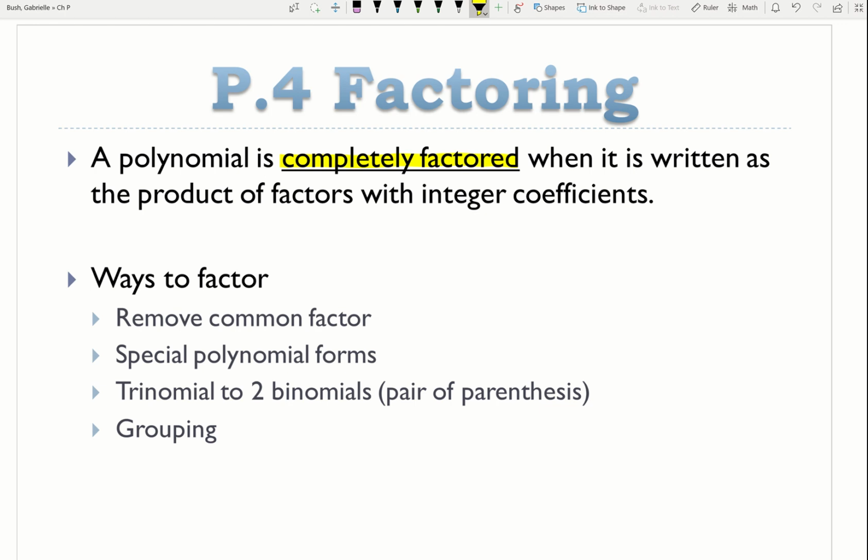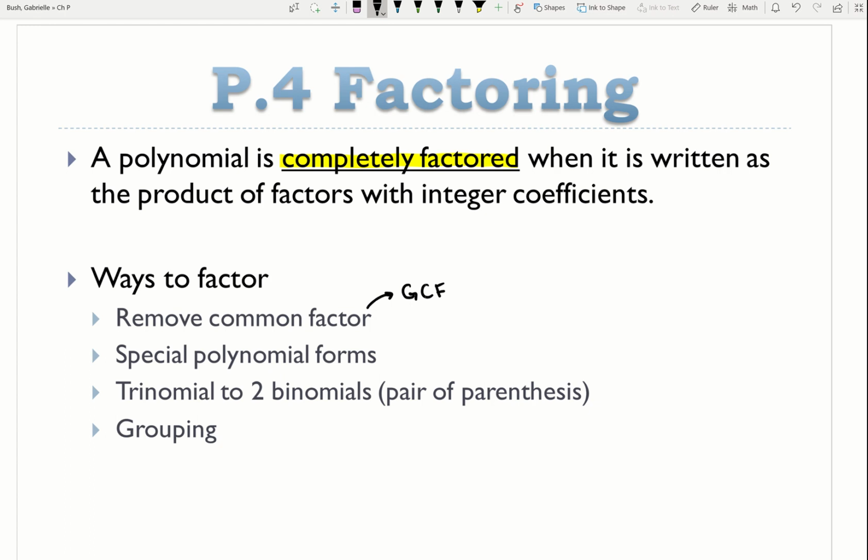So there's a couple different ways to factor. We can do a GCF, or removing a common factor. Typically you guys will hear me say in class this GCF. That just stands for greatest common factor. We want to look for a common factor, but the biggest one to pull out of each term. We have some special polynomial forms that we need to be on the lookout for, so difference of squares, difference of cubes, sum of cubes.